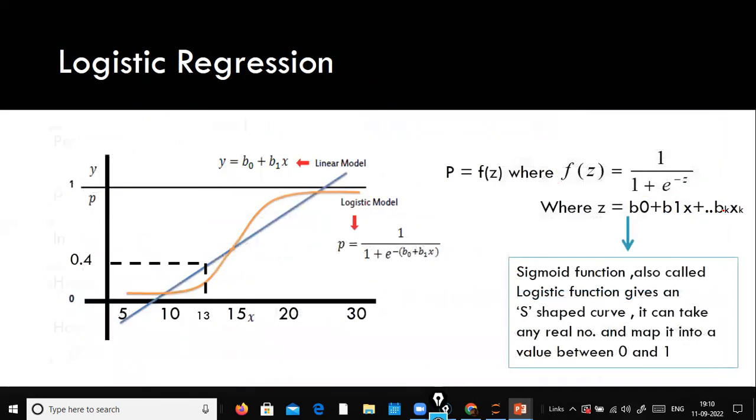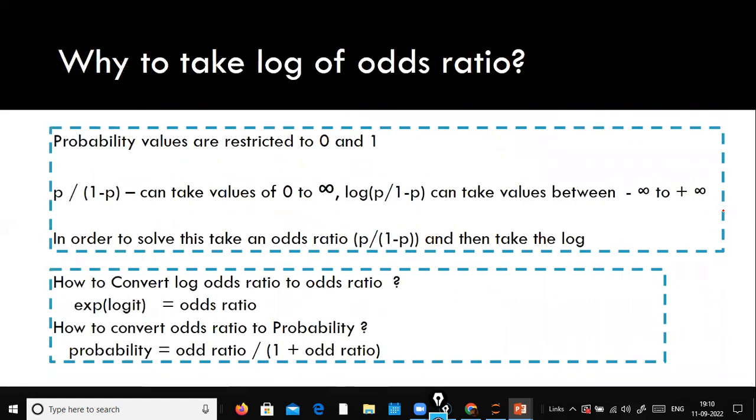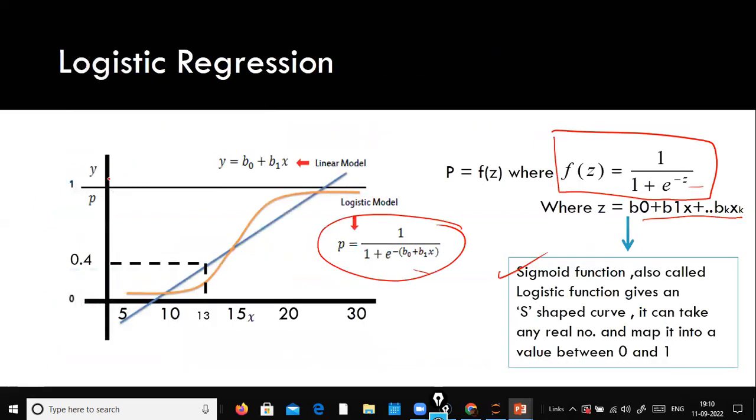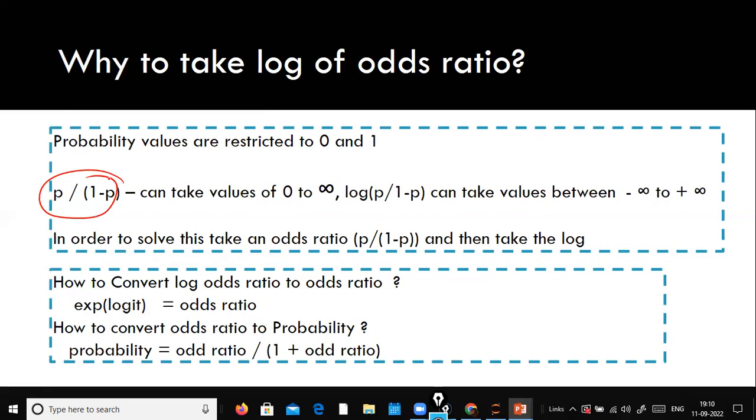Okay. Next one is, we know the probability values are bounded between 0 and 1, but on the left side we have the natural log of P over 1 minus P. Now the question is, why should I take the log of P over 1 minus P? The P over 1 minus P takes values anywhere between 0 to infinity.